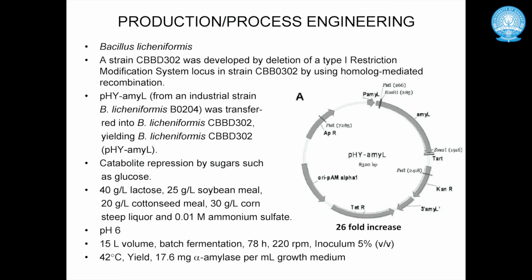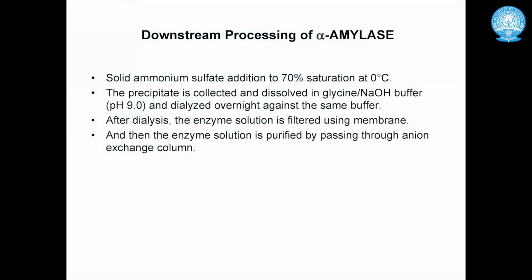Downstream processing of alpha amylase is almost the same as that of GFP protein, because GFP, green fluorescent protein, is also a protein and alpha amylase is also a protein. So most of the proteins can be separated by using the same method of separation. Now in order for this alpha amylase to be purified, first the ammonium sulfate precipitation is carried out, and then the precipitate is collected and dissolved in glycine buffer of pH 9, and it is dialyzed overnight against the same buffer.